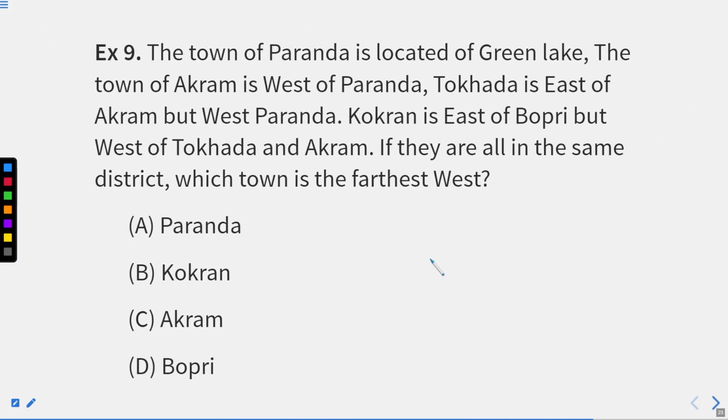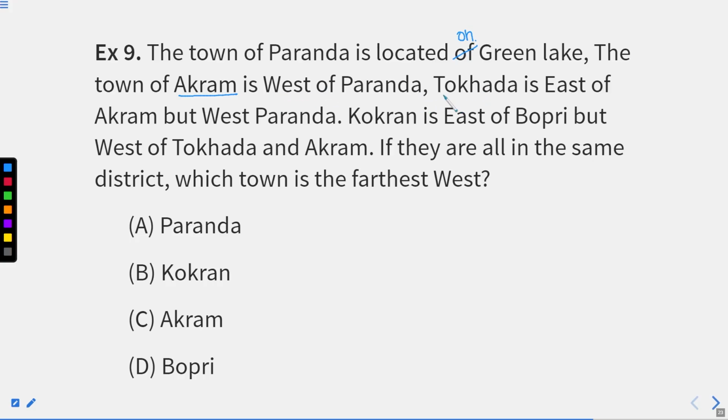Now the second last question for you, right? Now read the question properly, give time and try to attempt it by yourself, right? Till the time I explain the solution as well, right? So the question says that the town of Paranda is located on Green Lake. The town of Akram is west of Paranda.